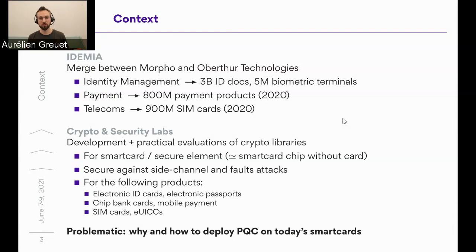So if for payments you use your smartphone or a bank card with a chip, or if you have a biometric passport or an electronic ID card, then you probably already have run our crypto algorithm. So our position regarding post-quantum crypto is to start the deployment right now on today's smart cards, and I'll try to explain why and what issues we are facing.